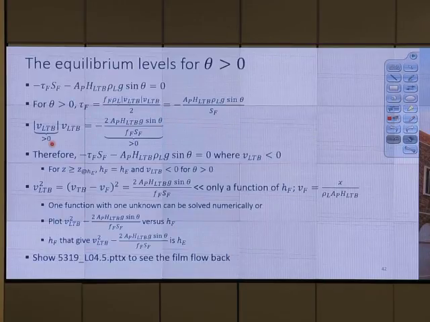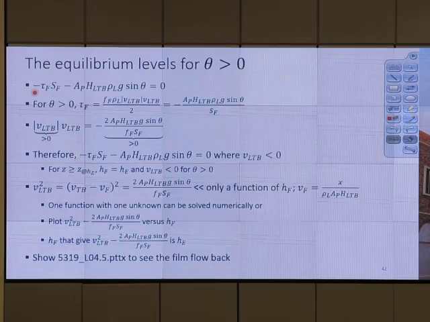This term has V_LTB in the absolute sign. The absolute sign always gives you a positive value, right? So on the right hand side, sine theta, with theta greater than 0, gives a positive value. g is positive, h holdup is positive, A_P is positive, friction factor is positive, S_F is the distance, which is positive. So everything here is positive, and that is positive. So then we have V_LTB to be negative.